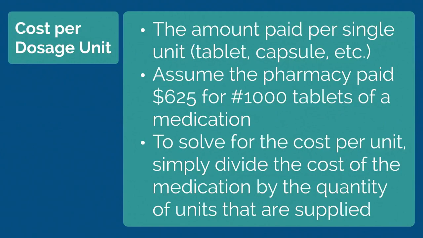Then we have the cost per dosage unit. This is the amount that we pay per single unit, so tablet, capsule, etc. So we're going to assume that the pharmacy paid $625 for 1,000 tablets of a medication. To solve for the cost per unit, you're going to simply divide the cost of the medication by the quantity of units that were supplied to you.